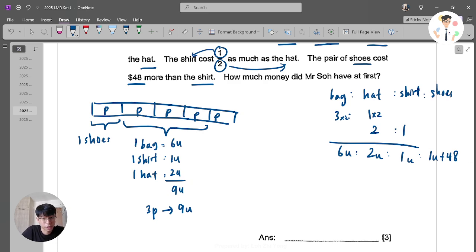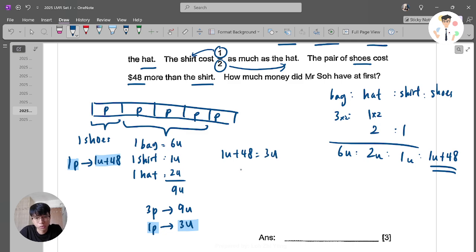Okay, but this one, you can see, 1 part gives me what? 1 unit plus 48. Means that 3 parts 9 units, 1 part is supposed to be 3 units. And I notice that 1 part is 1 unit plus 48. 1 part is actually also 3 units. So then you can kind of know that 1 unit plus 48 is actually 3 units. So 48 is actually 2 units and 1 unit is actually 24.